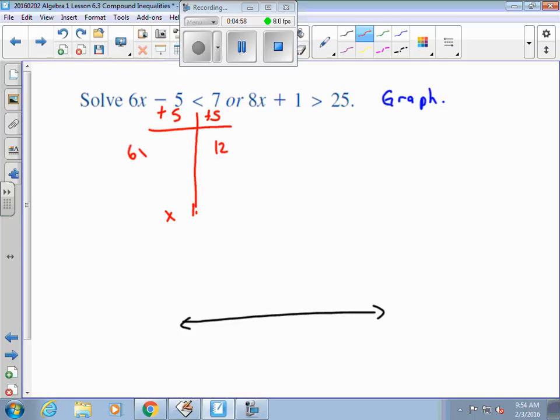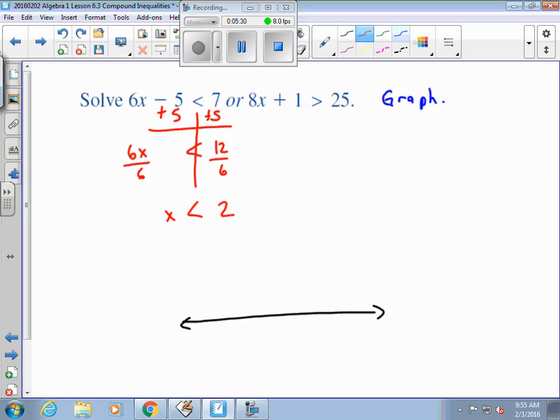On inequalities, always see if you have to reverse your symbol or not. All we did was add 5 right there, so we do not have to reverse it. Now it says 6 times x. Undo that by dividing by 6. You do it to the left, do it to the right. 12 divided by 6 is 2. And remember, again, check yourself. Do I need to reverse the symbol or not based on the fact that I divided by a positive number? Only when it's by a negative number do you reverse it. So x is less than 2.